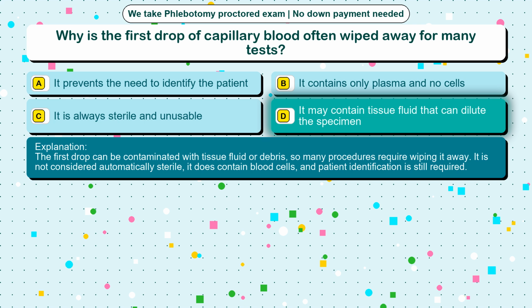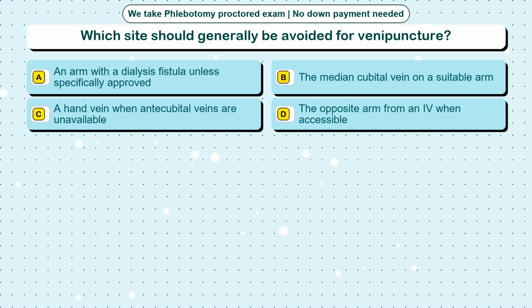It is not considered automatically sterile, it does contain blood cells, and patient identification is still required. Question 10. Which site should generally be avoided for venipuncture?